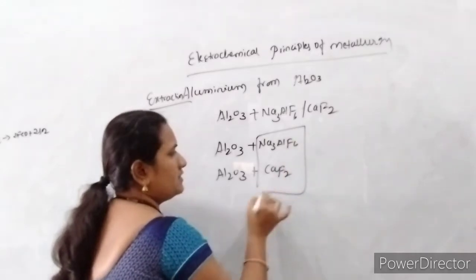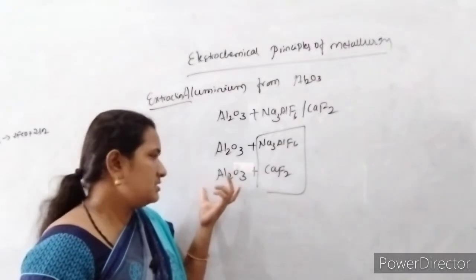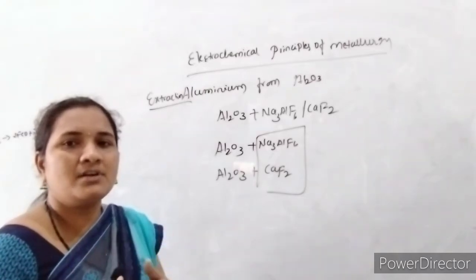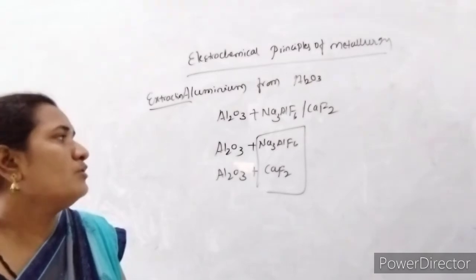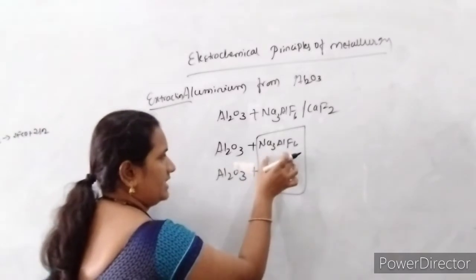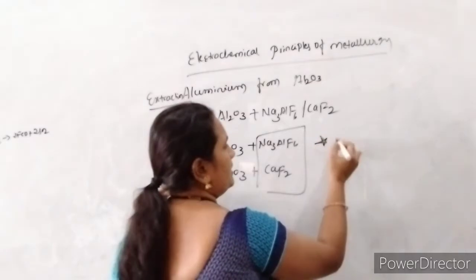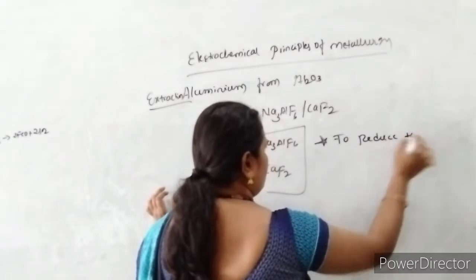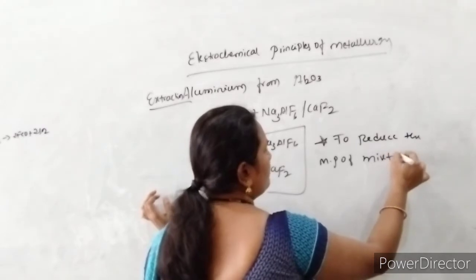The main use of these two is firstly to reduce the melting point of the bauxite ore. Al2O3 has a higher melting point, so it is very difficult to maintain such a high temperature. So to reduce the melting point of that ore, we use Na3AlF6 or CaF2. The first use of these two is to reduce the melting point of the mixture, that is Al2O3.